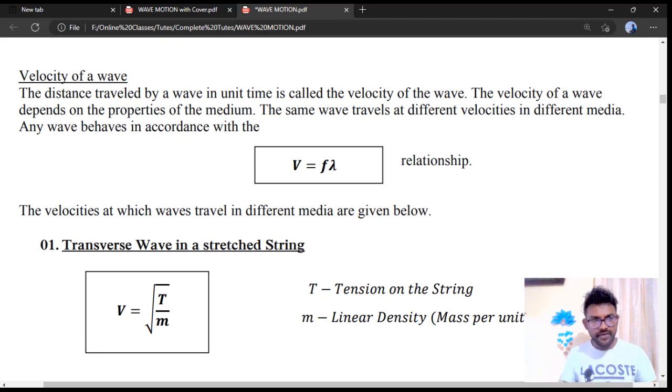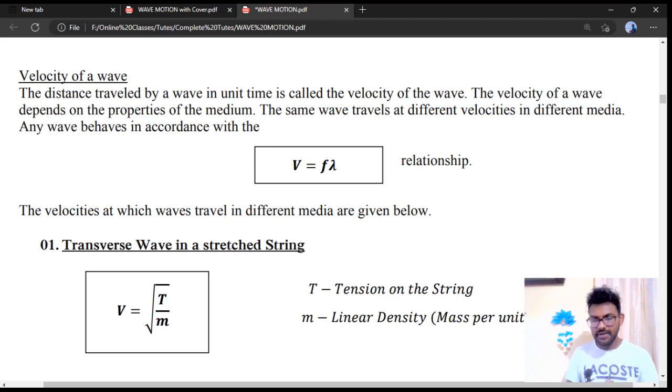So the velocity of the wave is the distance traveled by a wave in a unit time, right? That's the obvious definition for velocity. When there's a certain displacement within a certain time, we can just divide the displacement by the time. That's the displacement per unit time, or the distance traveled in a unit time, that is the velocity. The velocity depends on the properties of the medium. It's totally depending on the medium, right? Different mediums have different velocities, but we can use this expression, which is v equals f lambda, right?